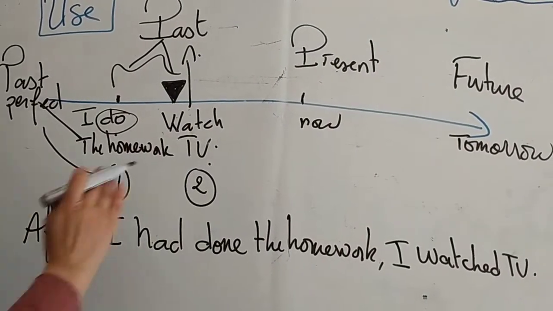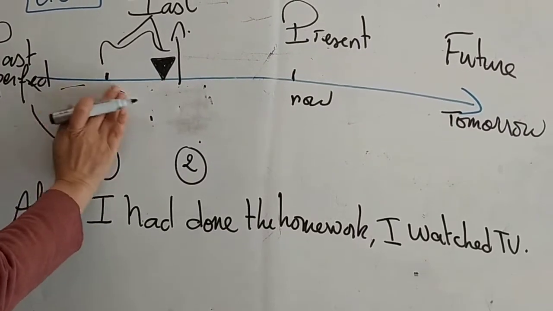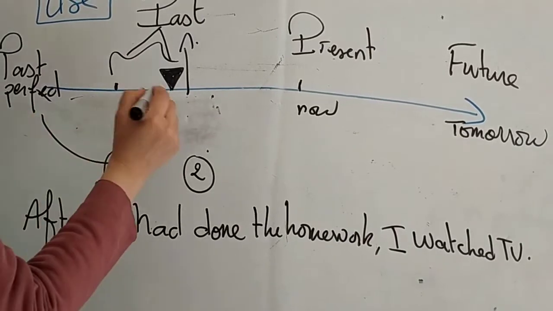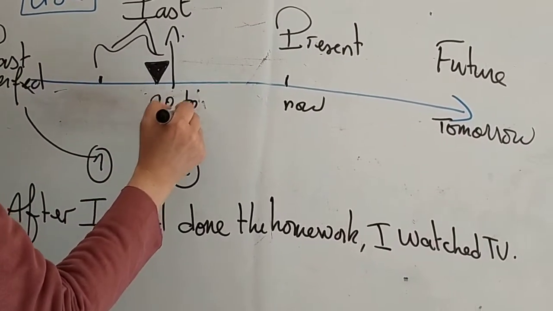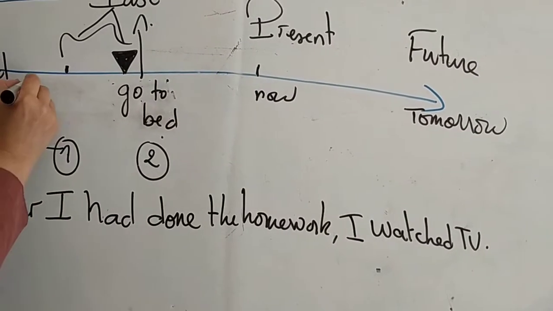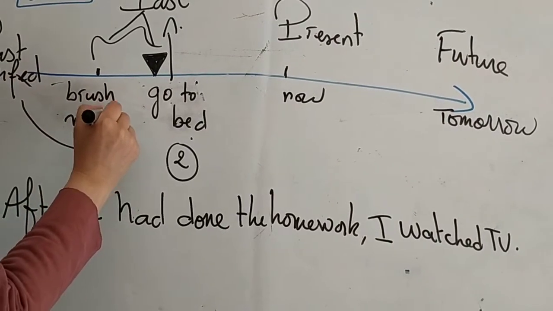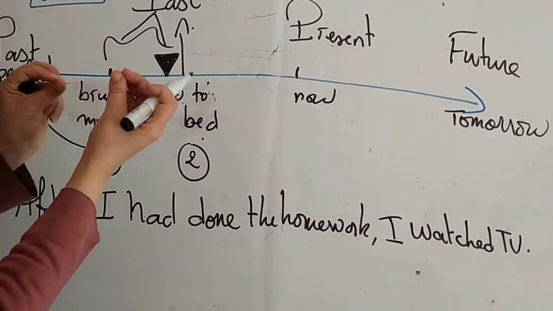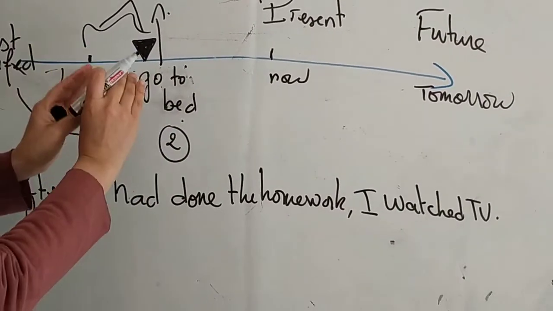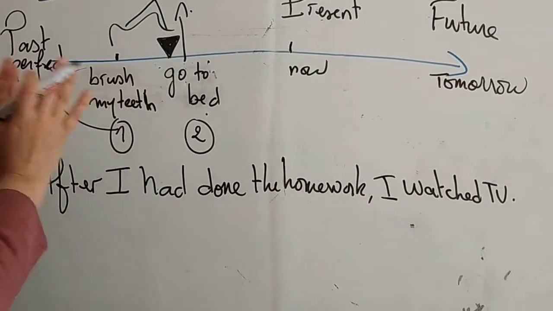Now I will give you another example. We remove this one, watch TV, and also this one, I do my homework. Let's say, for example, yesterday go to bed. This activity, go to bed. But before we went, what did I do? Brush my teeth. Both of them are in the past.